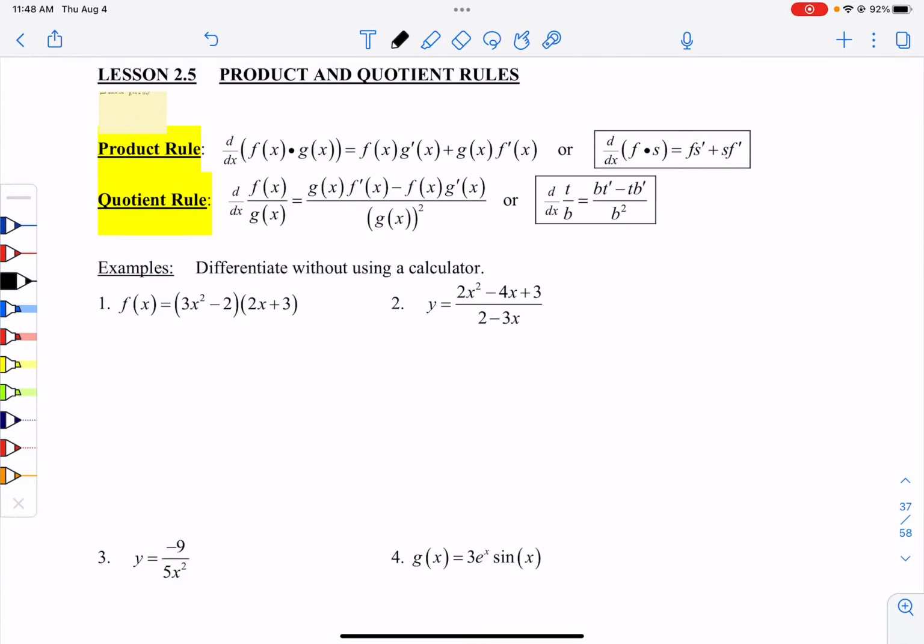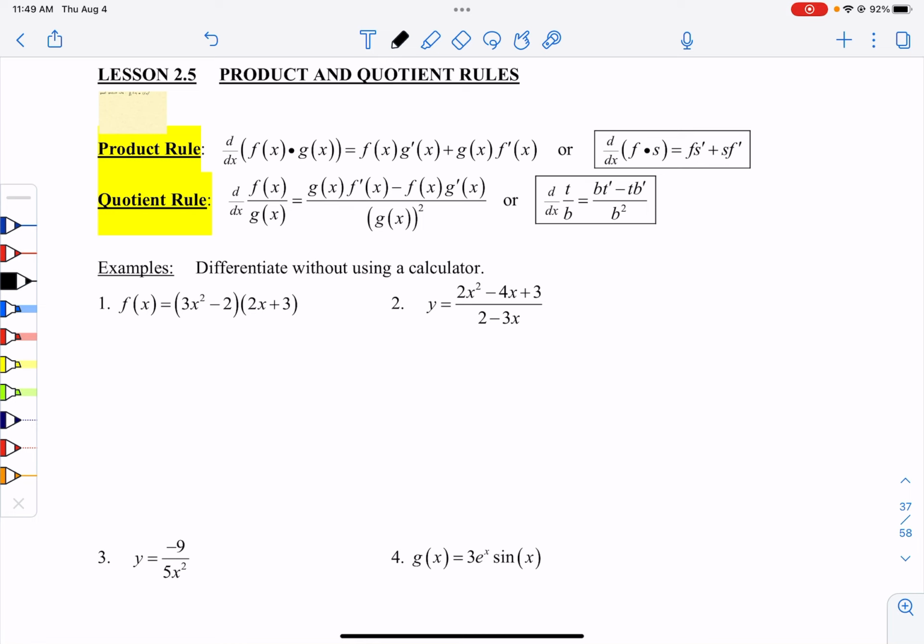All right, guys, lesson 2.5. We're talking about the product and the quotient rule. So two new shortcuts for you today, two different rules that you can use instead of having to do the great big limit definition and FOIL things out. So first rule is called the product rule.